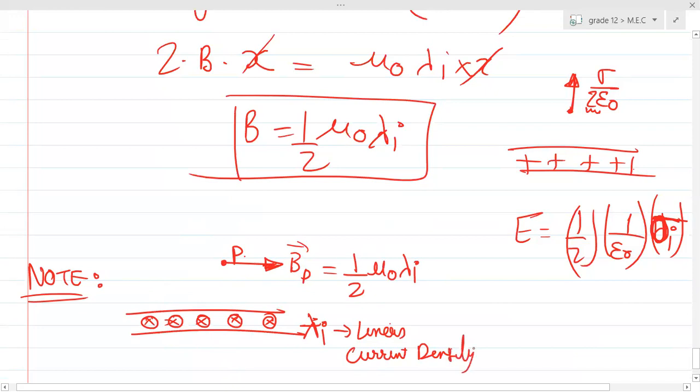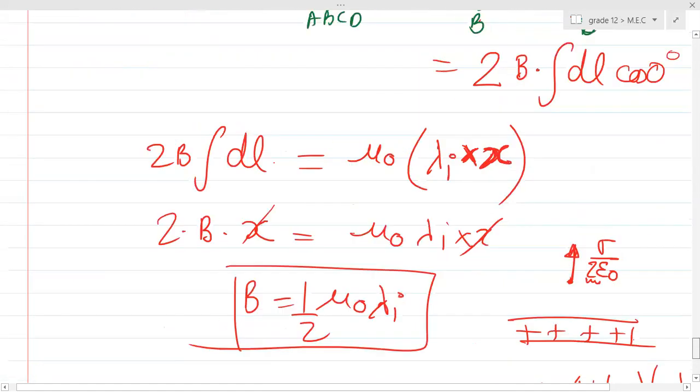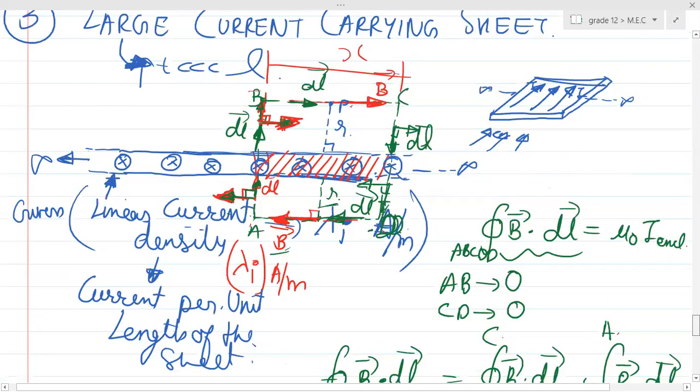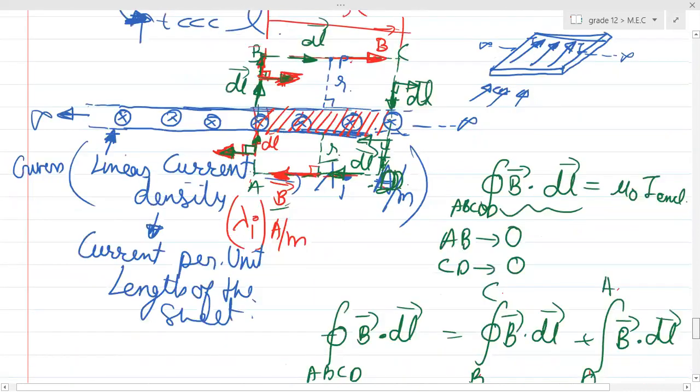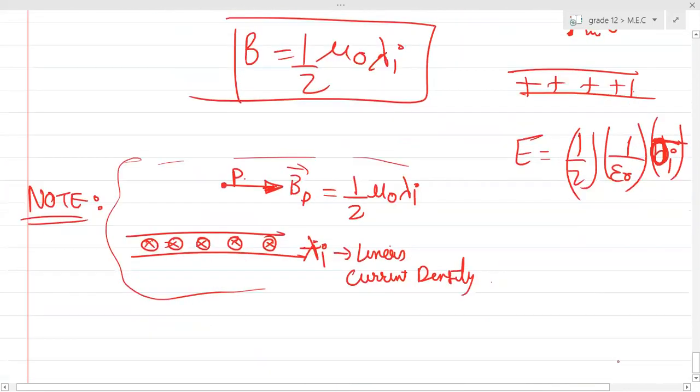Is it clear? Only write this as your third application. If you have written this, then no problem. Is this clear? Yes, sir.